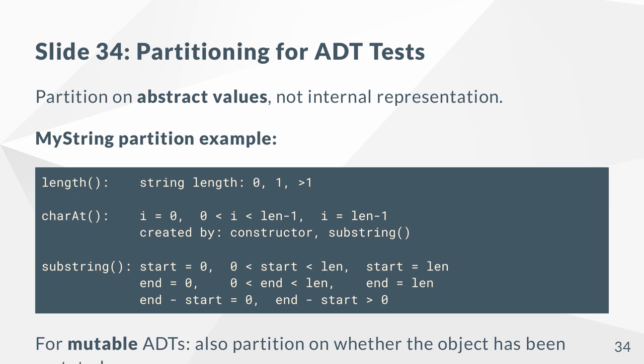For mutable ADTs, we add another dimension. Has the object been mutated? An object that has been mutated may behave differently from a freshly created one, and bugs often hide in that difference. The goal is to cover combinations of these partitions so that every meaningful scenario is exercised.